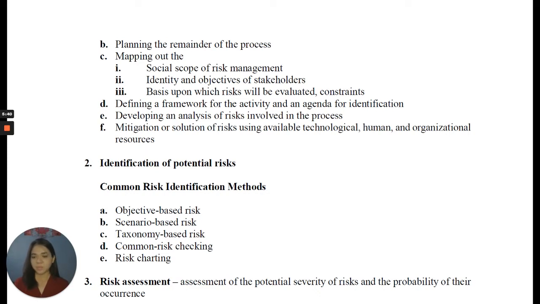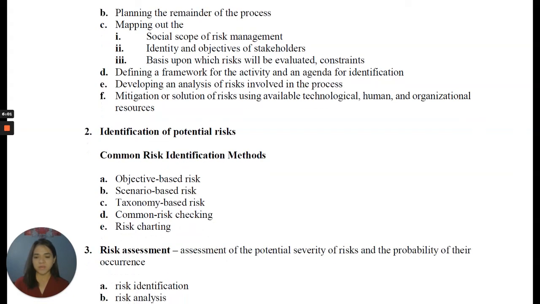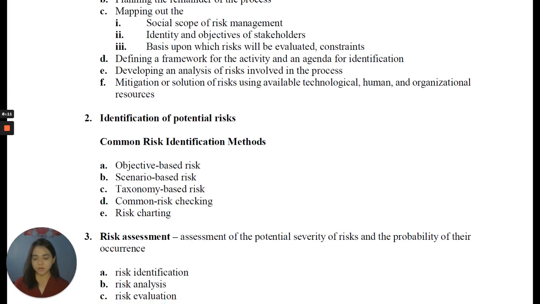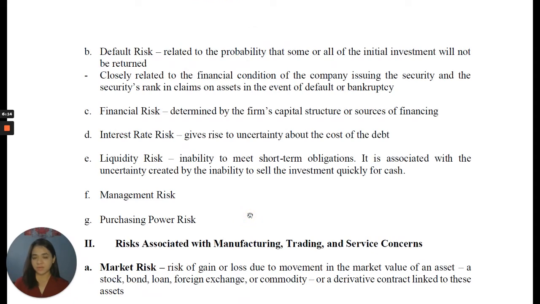The second step, upon establishing the context, is the identification of the potential risks. This could be done by analyzing the source of the problem or by analyzing the problem itself. The common risk identification methods are objective-based, scenario-based, taxonomy-based, common risk checking, and risk charting. Lastly, risk assessment. It includes the assessment of the potential severity of risks and the probability of their occurrence. It includes risk analysis and risk evaluation.